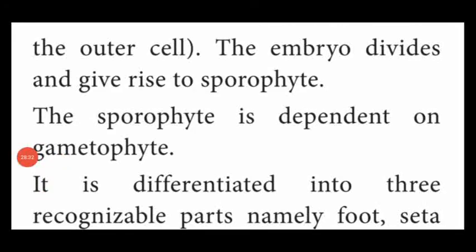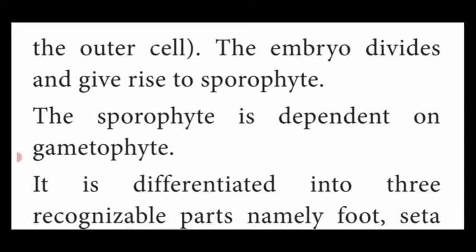Dear students, what does embryogeny mean? Development of the embryo is known as embryogeny. What is exoscopic? The diploid zygote undergoes transverse division, and the apical cell, that means the outermost cell of the zygote only, produces the embryo. That's why this type of embryogeny is known as exoscopic. Afterwards, this embryo undergoes division to produce the sporophyte.